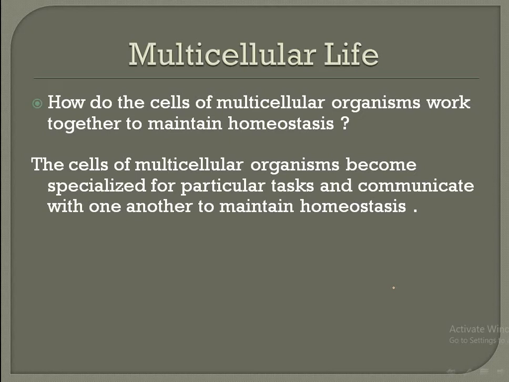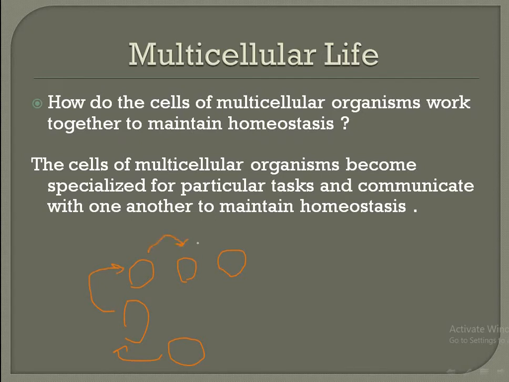Now, how do the cells of a multicellular organism work together to maintain homeostasis? In multicellular organisms, we have many cells, more than one cell, because these cells do not live on their own. So we have different types of cells, and each of these cells is specialized for a particular task.